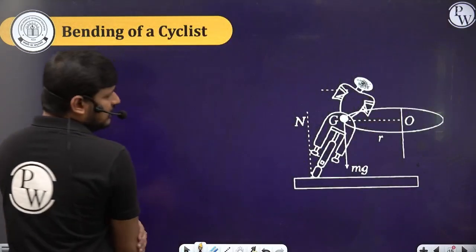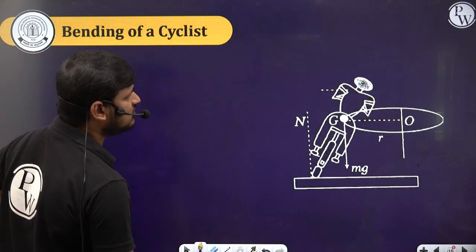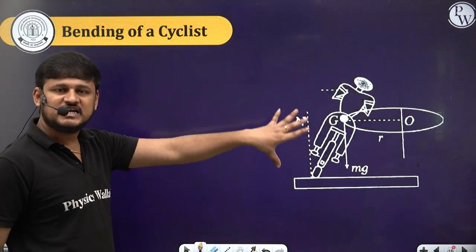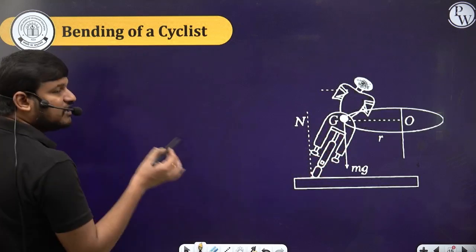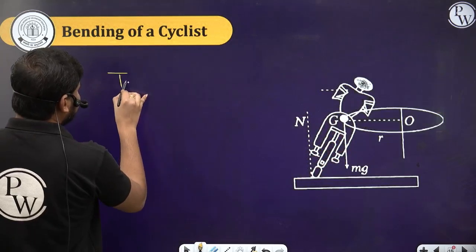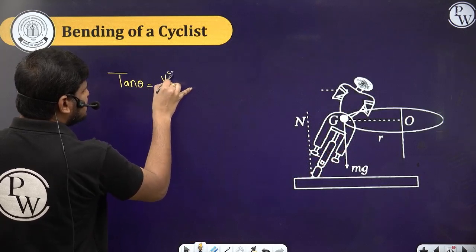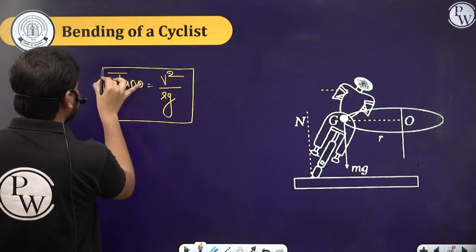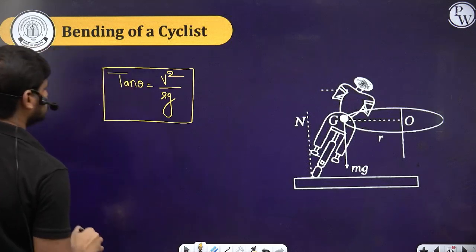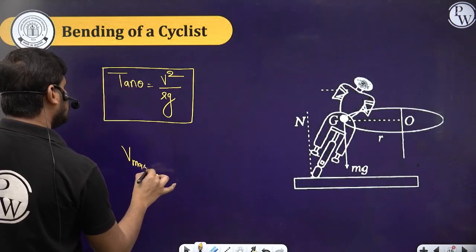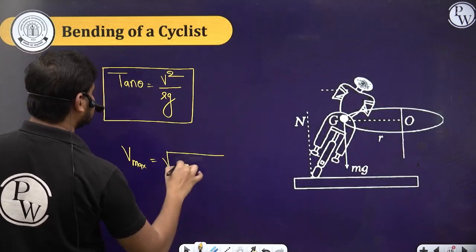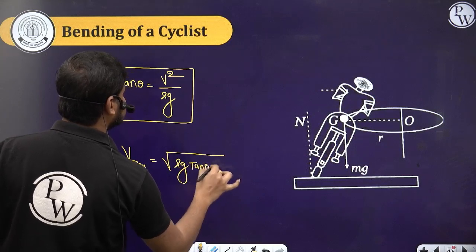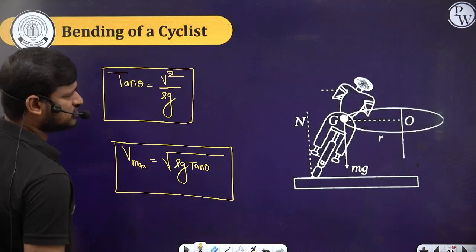Now, the bending of a cyclist, as I discussed earlier, is the same concept. If the person is moving along a circular path, with what maximum speed should he move, and at what angle should he bend? The angle at which he should bend is tan theta equals v square by r g. This is the angle at which he can bend without skidding. And then the maximum velocity with which he can move at the corners or at the bending, right? So the same concept you can apply.